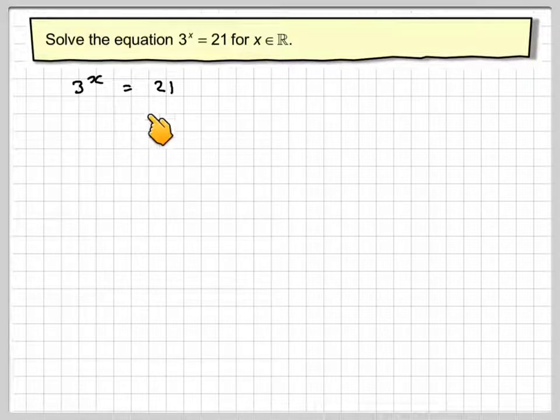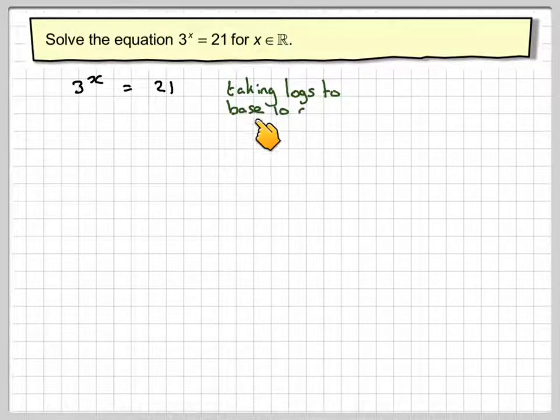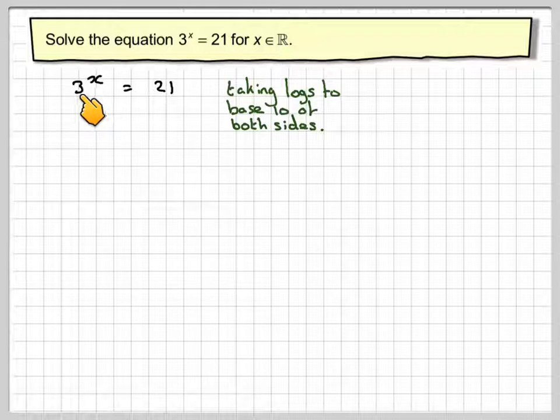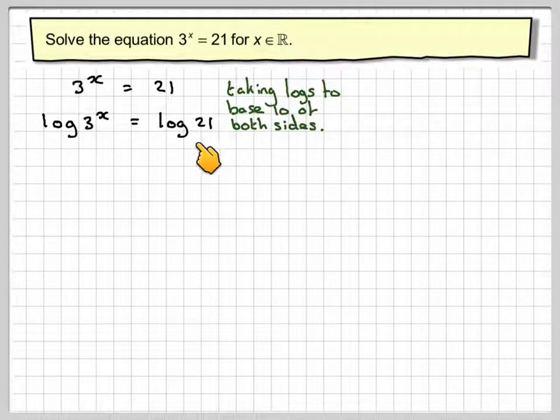So we've got 3 to the x is equal to 21. Now when you're solving equations, whatever you do on one side you must do to the other. So what we're going to do is take logs to the base 10 of both sides. It doesn't have to be base 10, it could be another base. Sometimes ln, base e, is also used. So log of 3 to the power of x is equal to log to base 10 of 21. So we've done the same thing there to both sides.